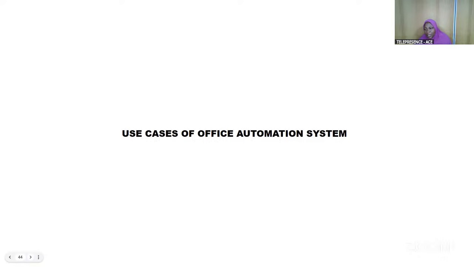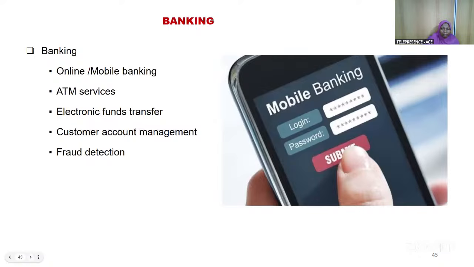Yeah. So I want to move into the use cases of office automation systems. There are quite a number of them. For instance, in the banking sector, you can have online or mobile banking. You could have ATM services.